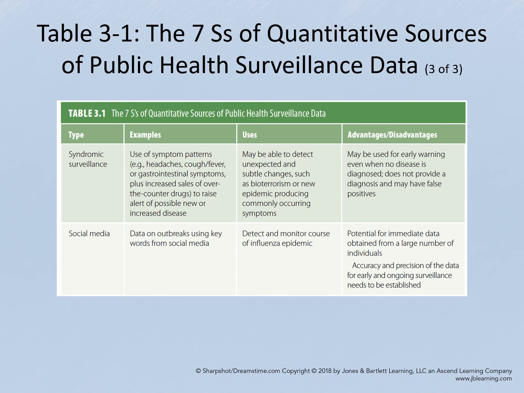Next is social media. Right now, data on outbreaks using keywords from social media detect and monitor the course of influenza epidemics. Other advantages are potential for immediate data obtained from a large number of individuals. Accuracy and precision of the data for early and ongoing surveillance needs to be established before using data from social media. So data from different sources are being combined to create integrated health data systems or databases that can be rapidly and flexibly used by computers to address a wide range of questions.